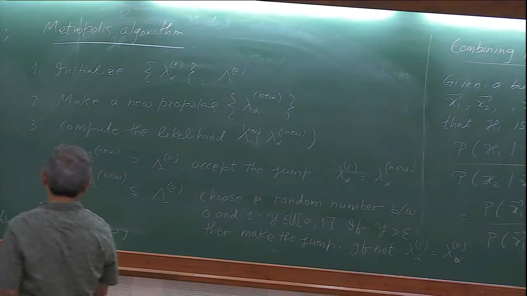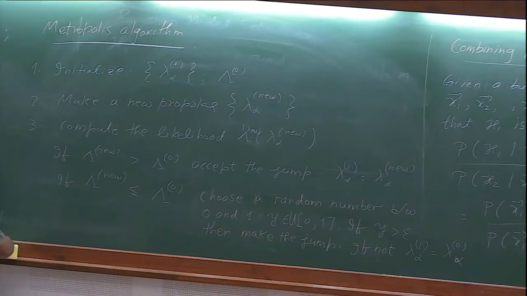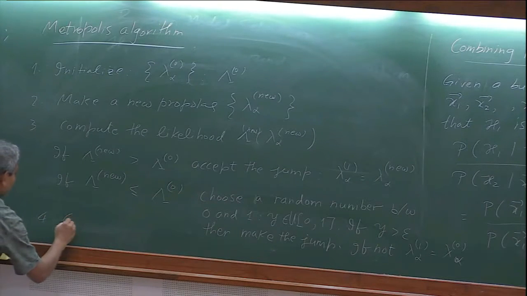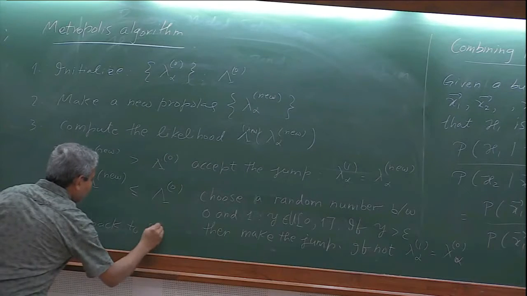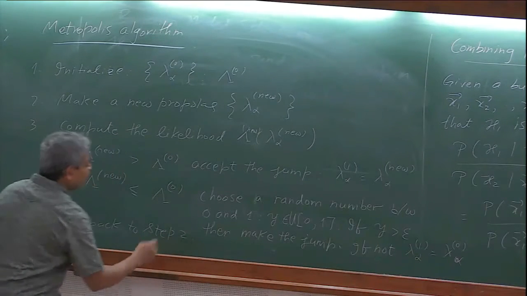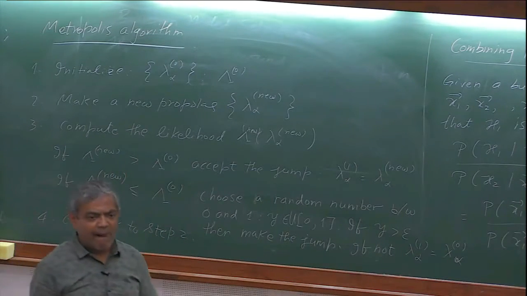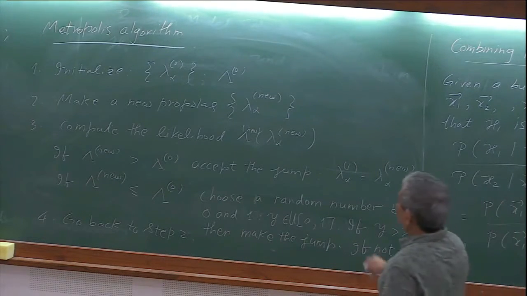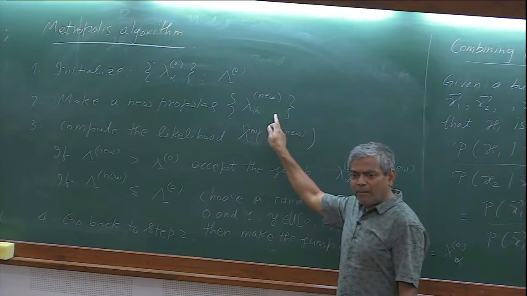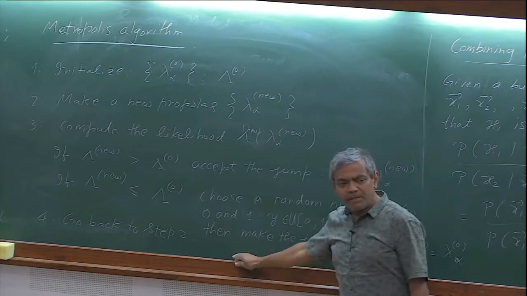And the fourth step is repeat. Go back to step 1. Oh, sorry, step 2. Okay? Those would be your steps, but there are two things that I haven't told you here. One, how do we make a new proposal, lambda alpha? And when do we stop this?